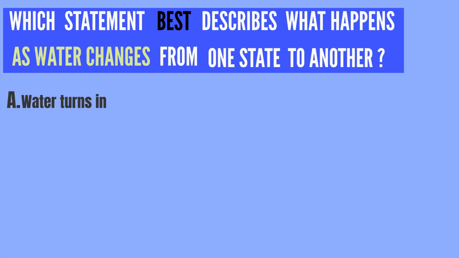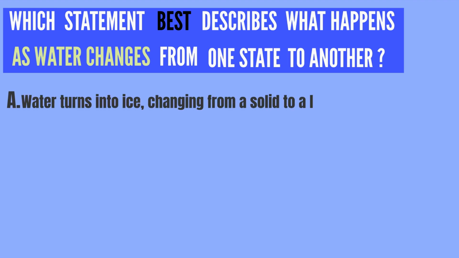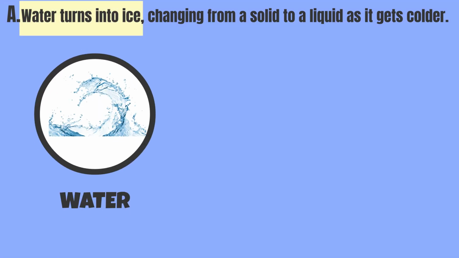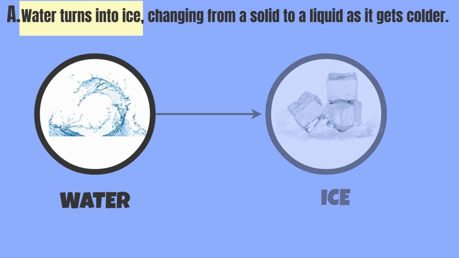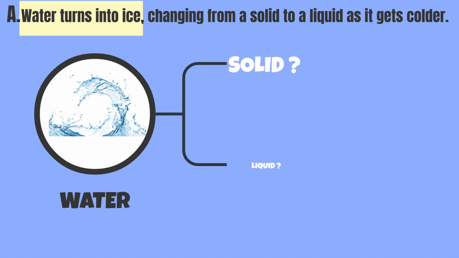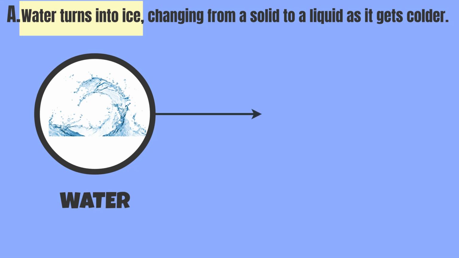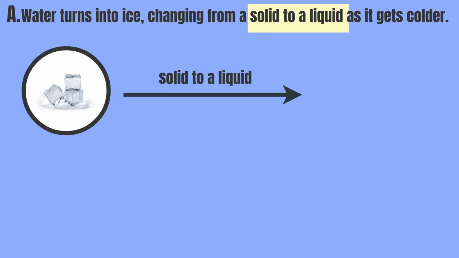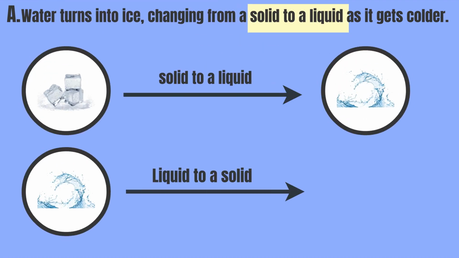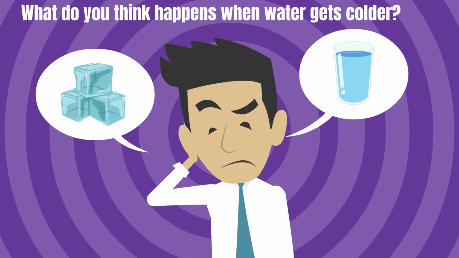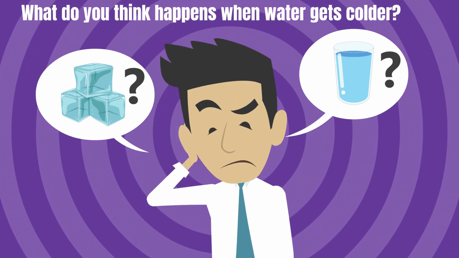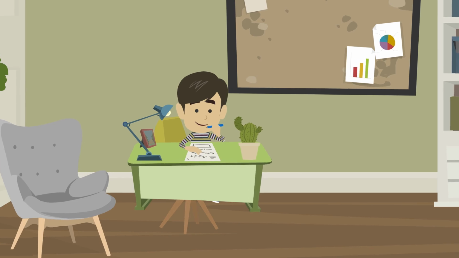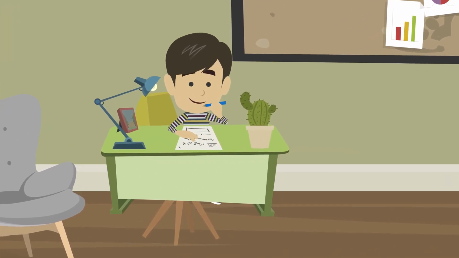Option A, water turns into ice, changing from a solid to a liquid as it gets colder. Let's think about this statement. When water turns into ice, what is happening? Is water a solid or is it a liquid? When we say water turns to ice, is it really changing from a solid into a liquid, or is it actually a liquid becoming a solid? What do you think happens when water gets colder? So go ahead and write down in your workbook what's right or wrong with this statement. If it's wrong, how can we fix it?